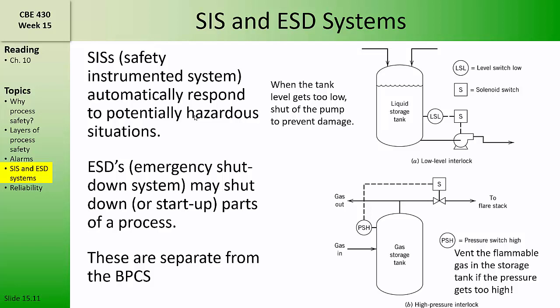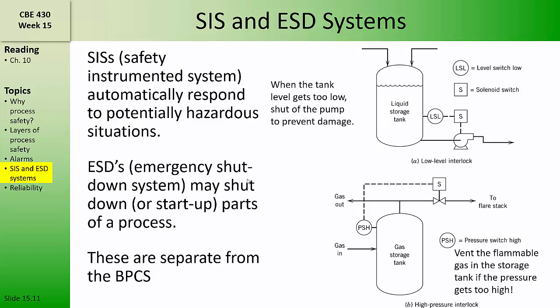Safety instrumented systems used to be called safety interlock systems. These are systems designed to automatically respond when there is a potentially hazardous situation. For example, a safety instrumented system on this liquid storage tank is composed of a level switch and a solenoid that are capable of shutting down the pump if the level in the tank drops below a critical level. This will prevent damage to the pump.